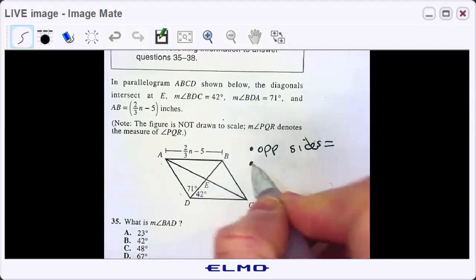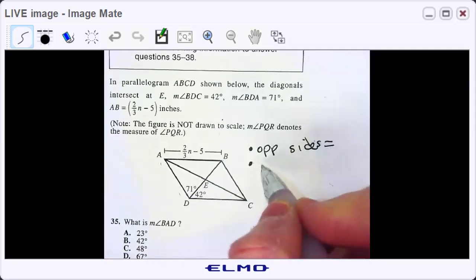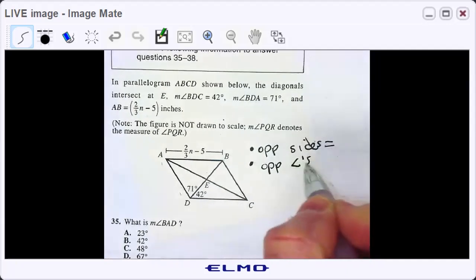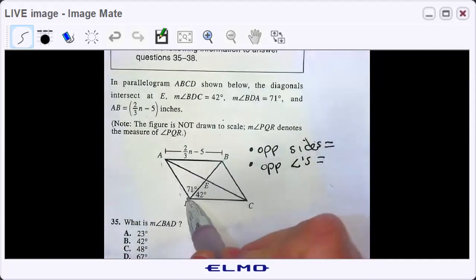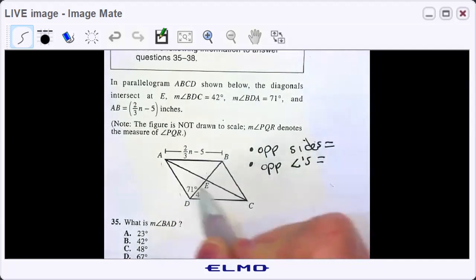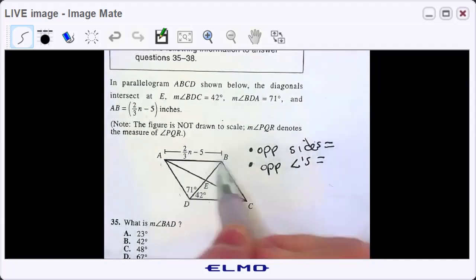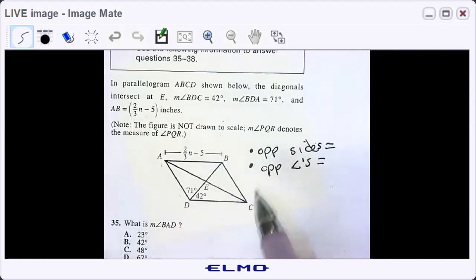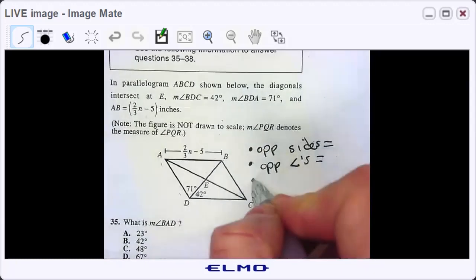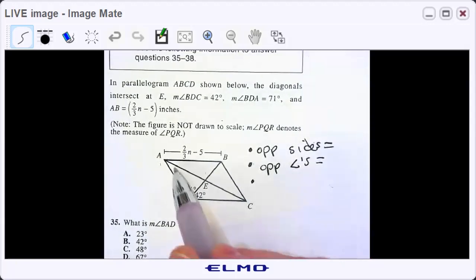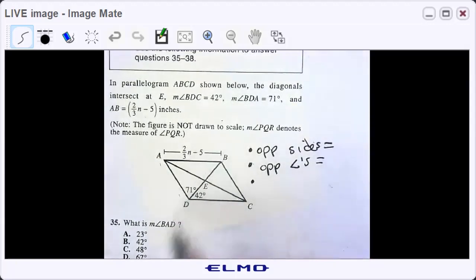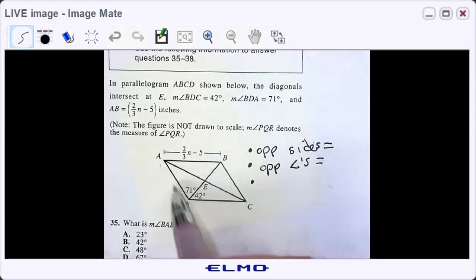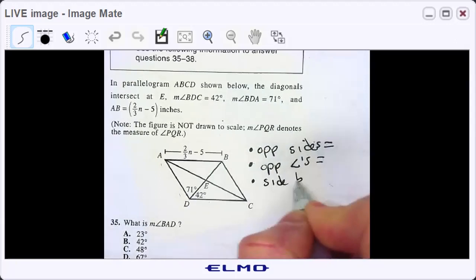The second and third have to do with the angles. Opposite angles are also equal to each other. When I say opposite angles, I mean catacorner, like this ADC, this whole thing right here, which we'll add up in a minute, is going to be equal to this ABC. Then the other property is the angles that sit what I call side by side. So it would be BAD, that's actually going to be the first question they ask us about. BAD and this one right here, ADC, add to 180. I call those just side by side.